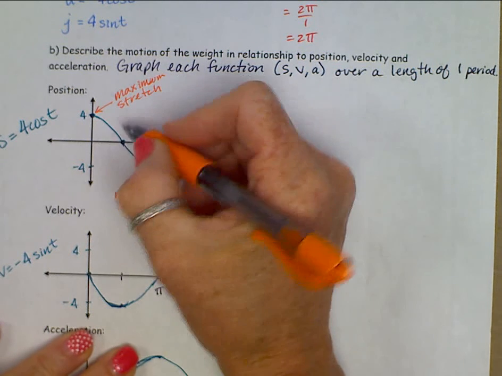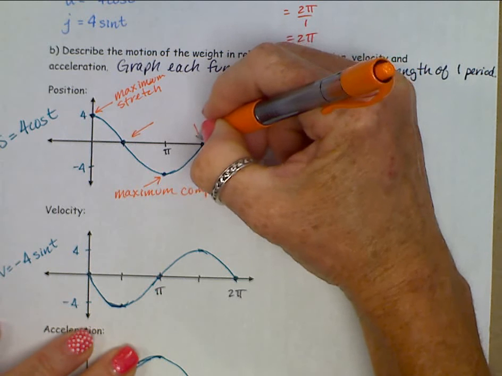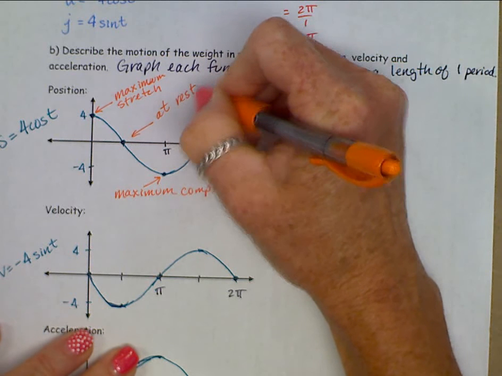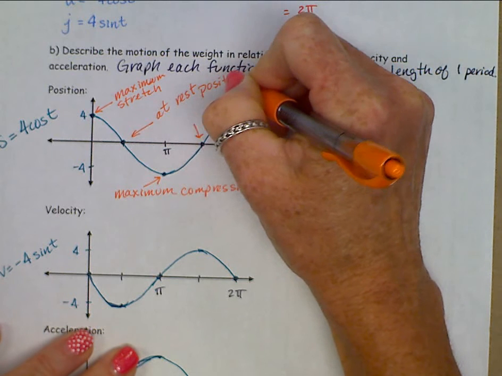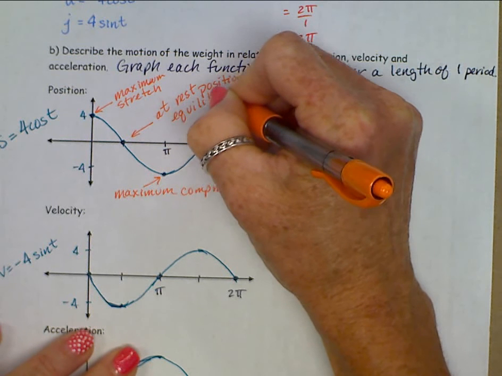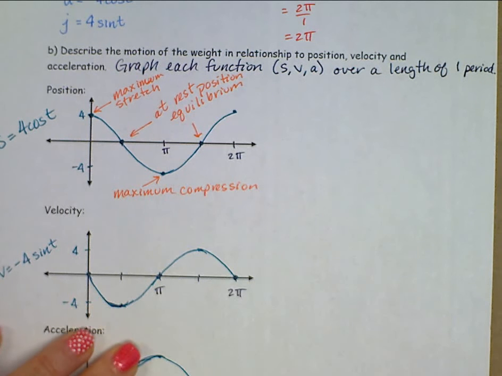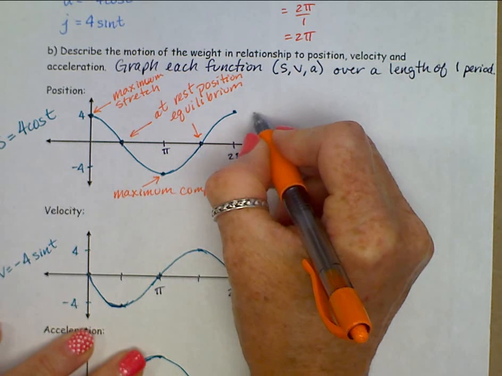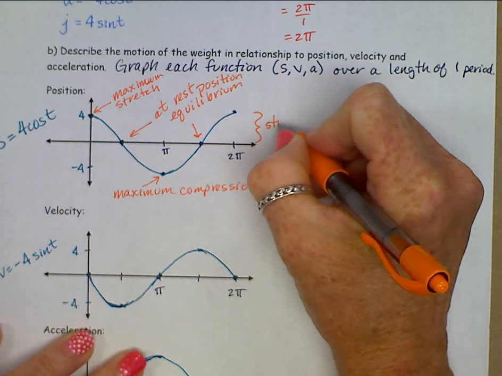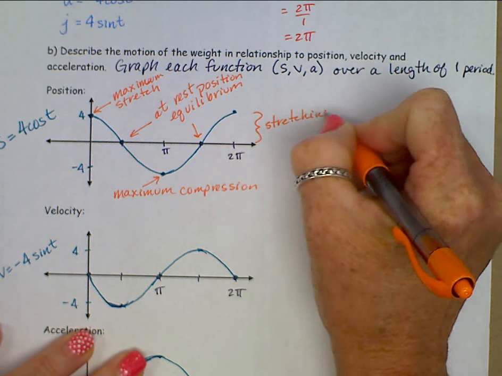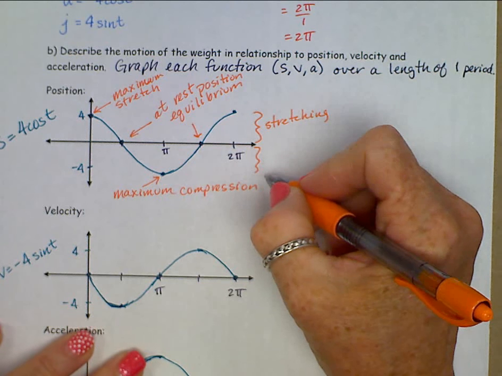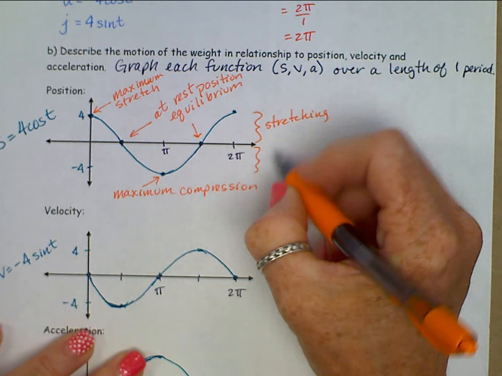And these spots is where you're at that rest position, also called the equilibrium. So looking at this in here, that's when the spring is stretching. And when we're underneath the x-axis for position, that's when the spring is getting shorter, so it is being compressed.